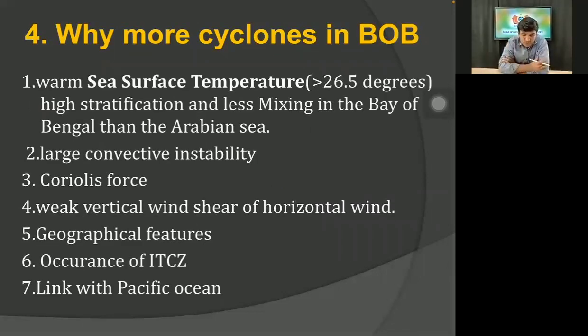Why do more cyclones originate in the Bay of Bengal as compared to the Arabian Sea? The first point you have to remember is that the size of the Bay of Bengal is larger than the Arabian Sea. Second, the sea surface water of the Bay of Bengal has a higher temperature as compared to the Arabian Sea water. Another most important point: see here, sea surface temperature. The sea surface temperature should be more than 26 degrees Celsius to originate cyclones, and this condition is available in the water of the Bay of Bengal. That is very, very important.